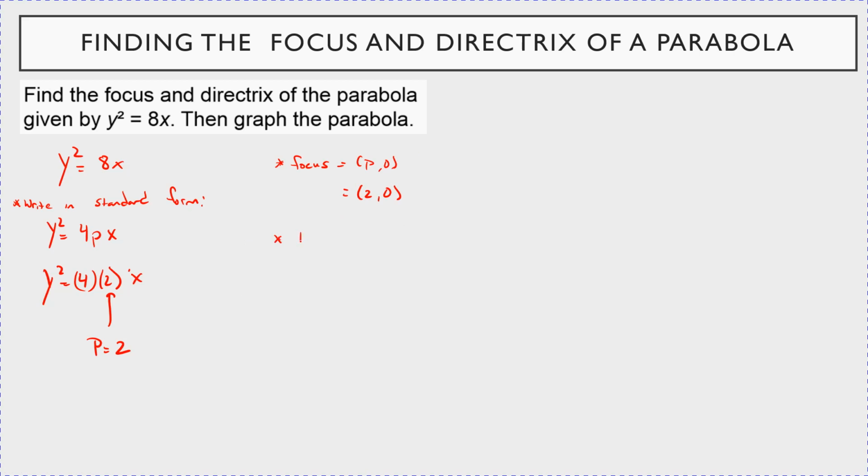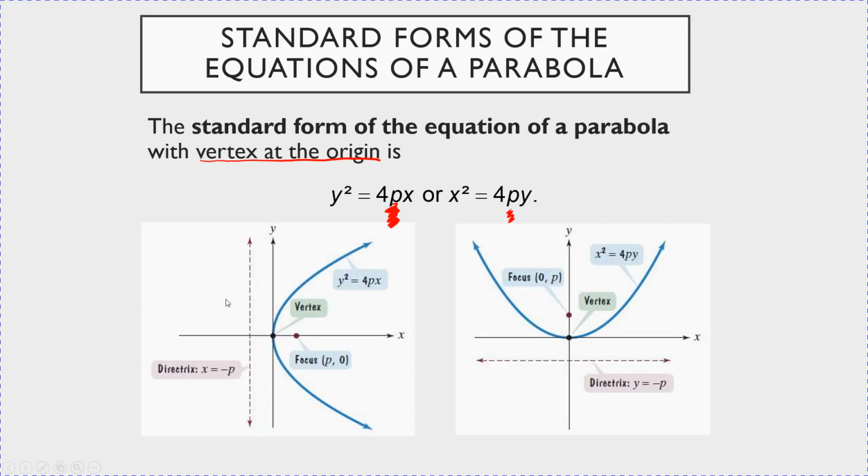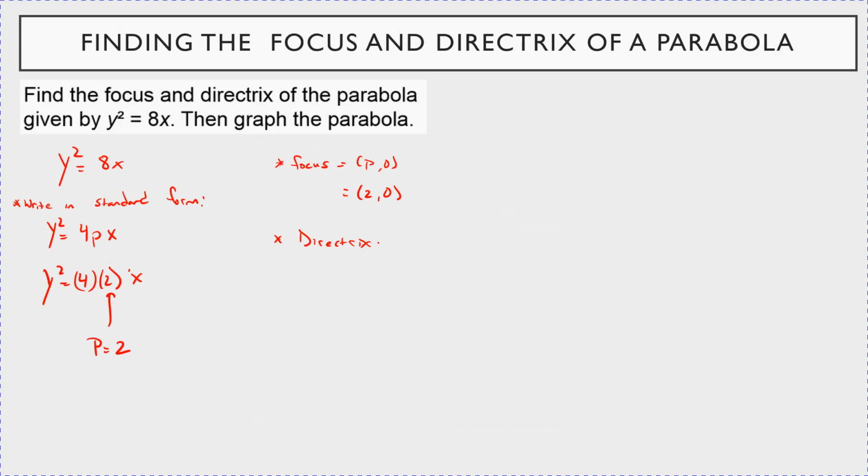And the directrix is going to be this vertical line, x is equal to negative p. So x is equal to negative 2. All right, so now let me use that information to sketch it.